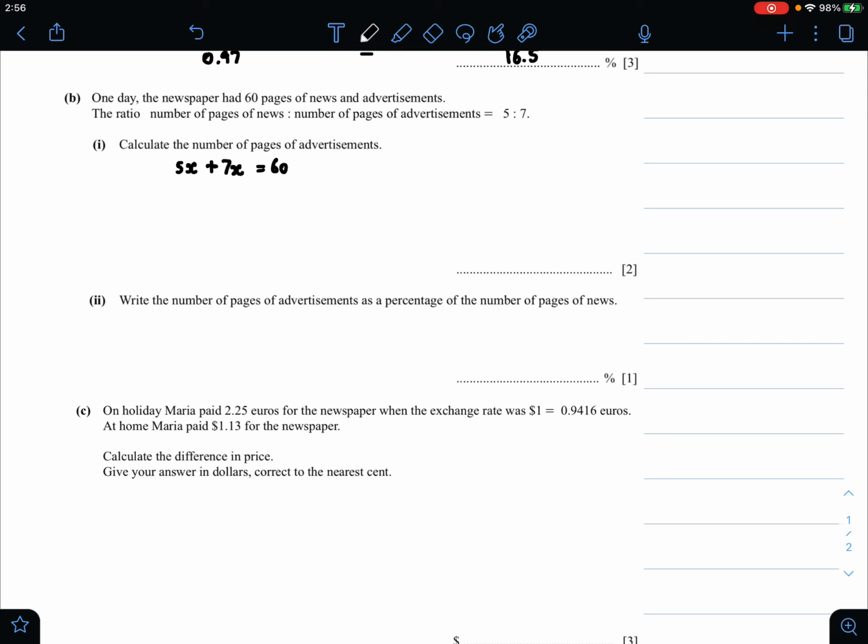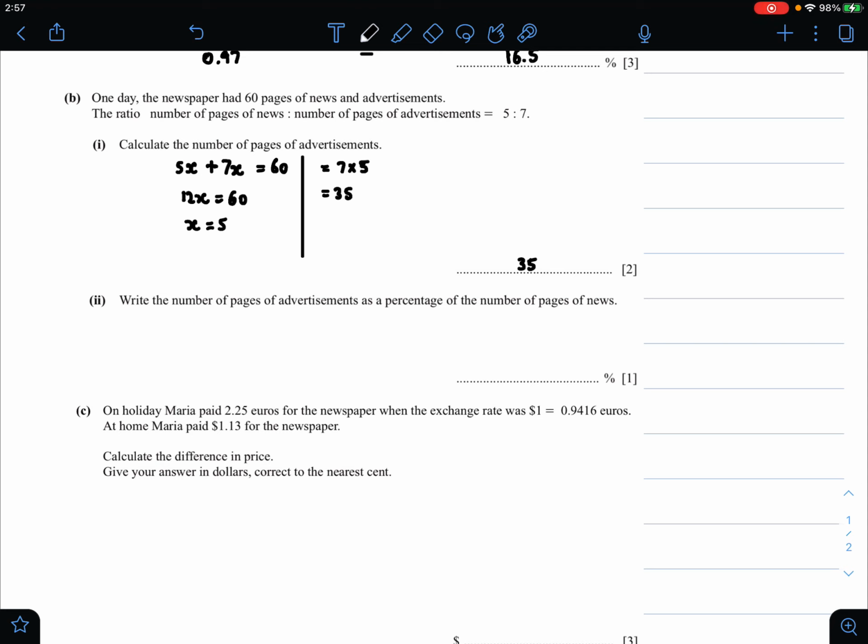So let's do that. So 5 plus 7 is equal to 12, so 12x is equal to 60, therefore x is equal to 5. So now we know the value of x, which is the constant. Now all we need to do is multiply it with the ratio of the number of pages of advertisement, and then we'll get the total number of pages of advertisement. So 7 multiplied by 5 is equal to 35. Therefore 35 will be our final answer for B part 1.